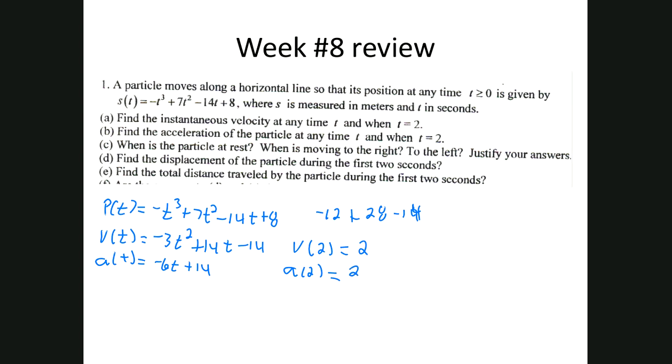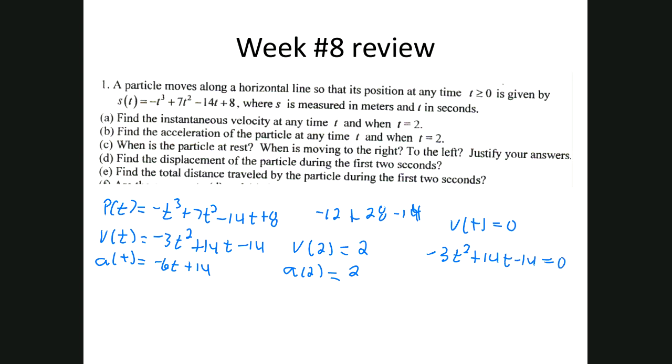When is the particle at rest? Well, when we want to find when a particle is at rest, we always find when the velocity is equal to 0. So I'm going to set my velocity function, negative 3t squared plus 14t minus 14, equal to 0. And I'm going to solve that.